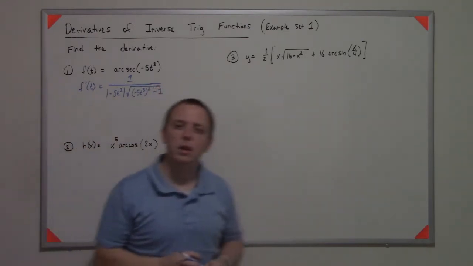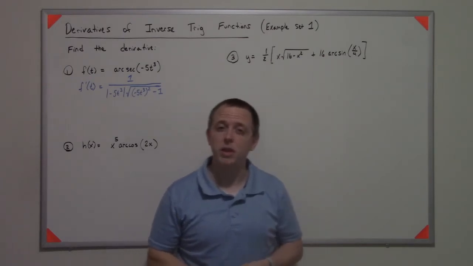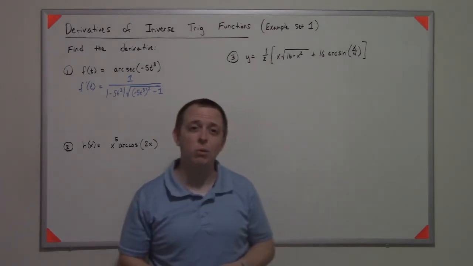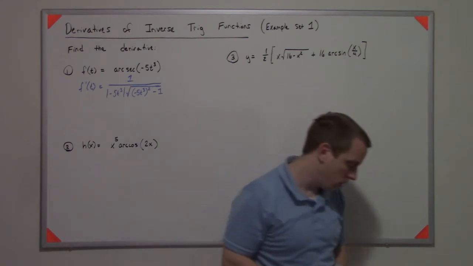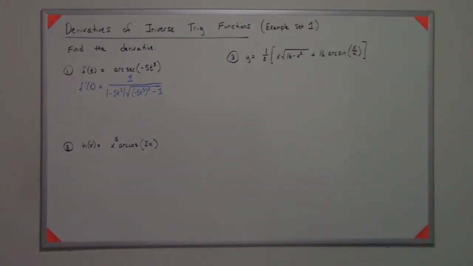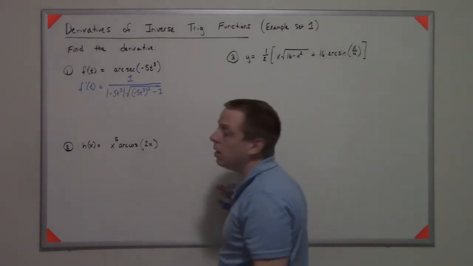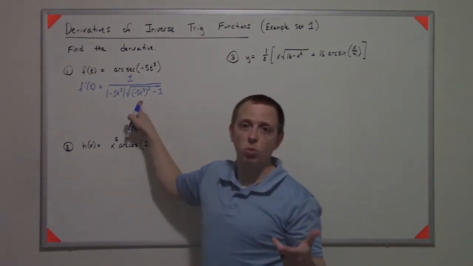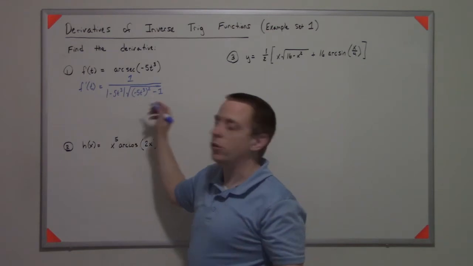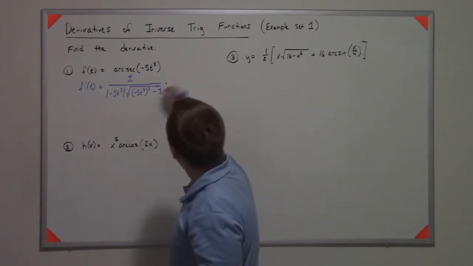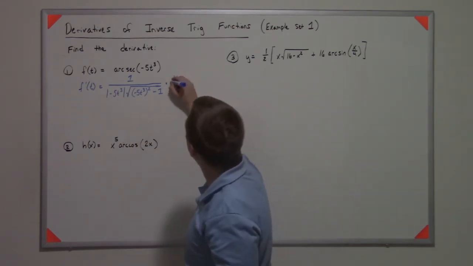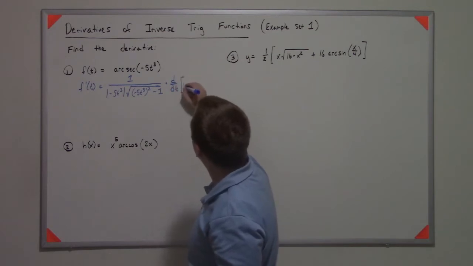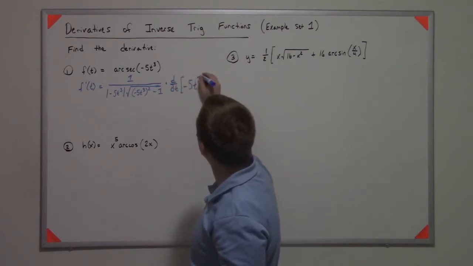Now I honestly need to check my table to see if that's right. Arc secant is not really one that I keep in my head that often. I did get it right. Now, it's not only this, but remember by the chain rule, we have to multiply by the derivative of this argument. So we take the derivative of negative 5t cubed.